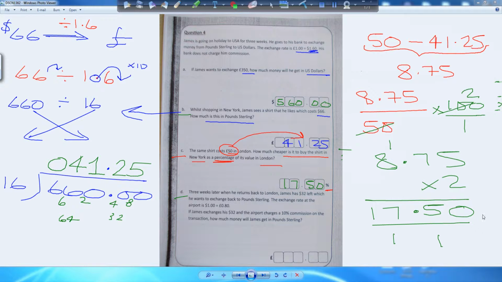17.50%. That is the percentage. Oops, I lost my pen. Sorry about that, folks. Lost my pen.